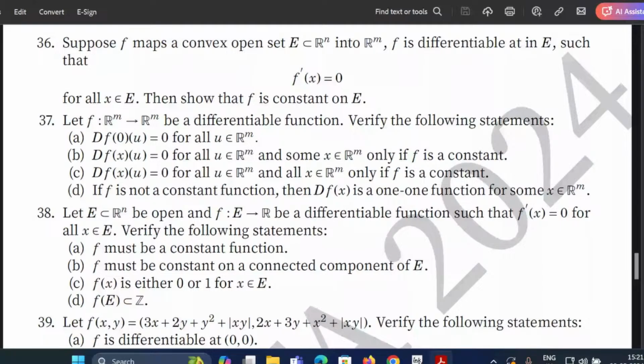If f of x is 0 or 1 for all x belongs to E, this is not true again. That same example, open (0, 1) union (2, 3), is not true. And if f of E is a subset of Z, that is also not true. So actually, all are becoming false if P is not true. So are we correct, or are we making some mistake? Okay, we'll see the B later.